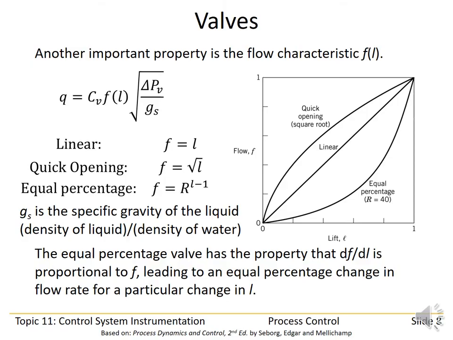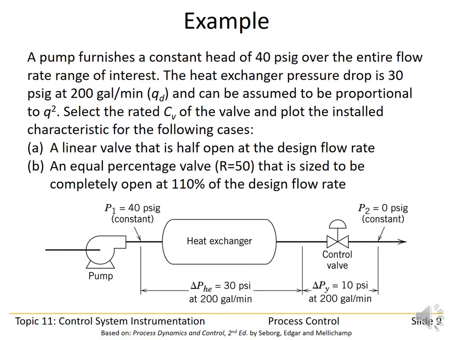Okay, all of this might seem kind of abstract. We'll consider an example on the next slide. Here is an example of sizing a control valve. A pump furnishes a constant head of 40 psi-G over the entire flow rate range of interest. After the pump is a heat exchanger, and the pressure drop across the heat exchanger is 30 psi-G at a flow rate of 200 gallons per minute, and can be assumed to be proportional to the square of the flow rate. The pressure drop is proportional to the square of the flow rate through the heat exchanger.